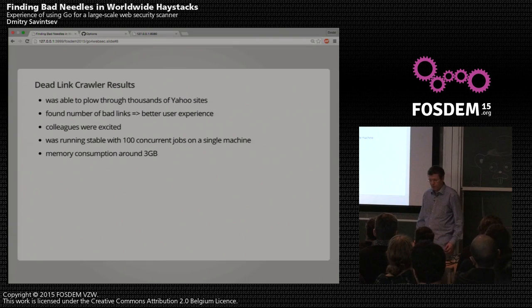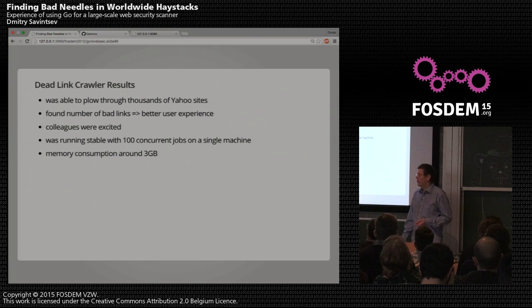It was able to plow through thousands of Yahoo sites. I made it specifically just for yahoo.com and a couple of other domains like Flickr and Tumblr. It found a couple of dozen bad links that we then fixed, something like maybe two clicks from the home pages. It's hard to imagine how they could be found manually. So you need this kind of tool, and when they fixed it, it's a better user experience. And the colleagues were kind of excited.